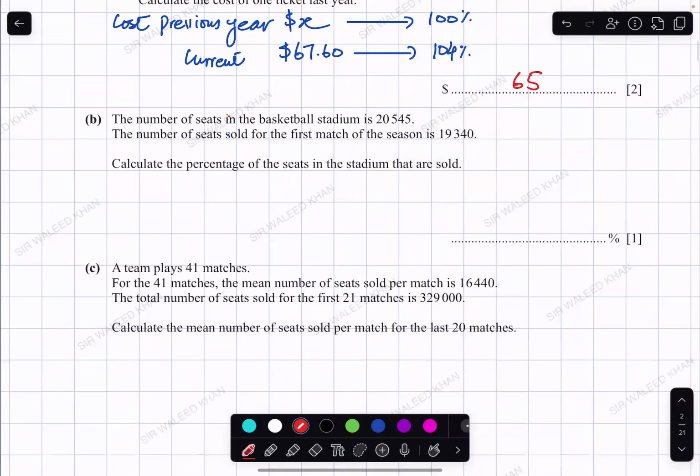Next, the number of seats in the basketball stadium is 20,545. The number of seats sold for the first match of the season is 19,340.